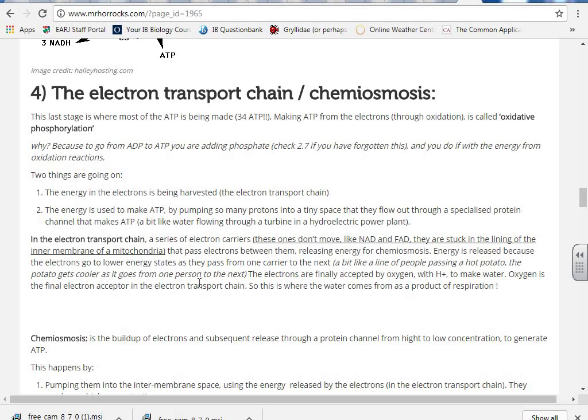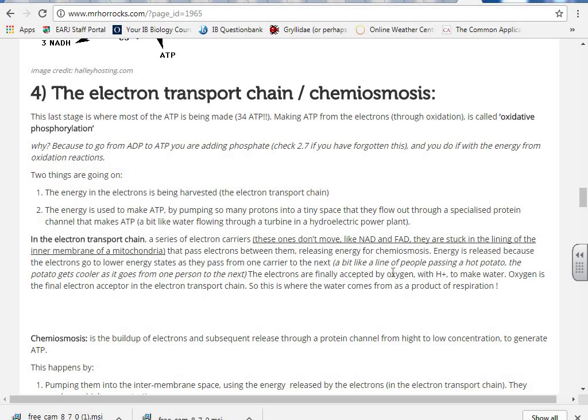Because heat is passed from the potato into their fingers each time. So it's a little bit like that. These electrons are going from a high energy state, like they're hot, and then as they go along the carriers, it gets lower and lower and lower. The electrons are finally accepted by oxygen with hydrogen to make water.